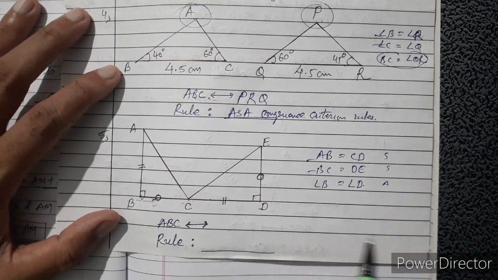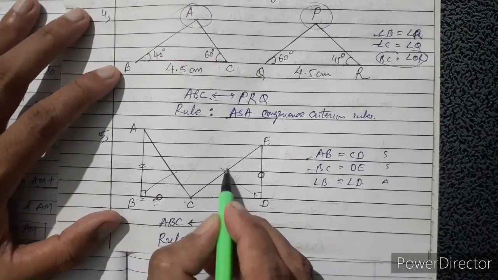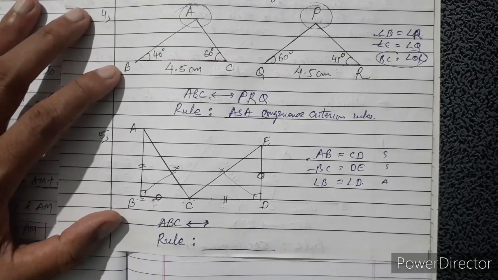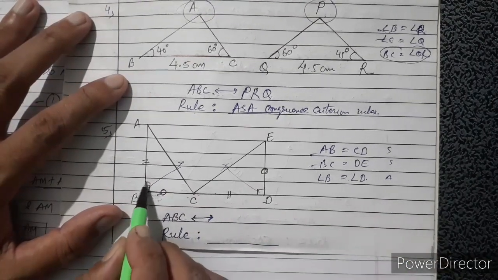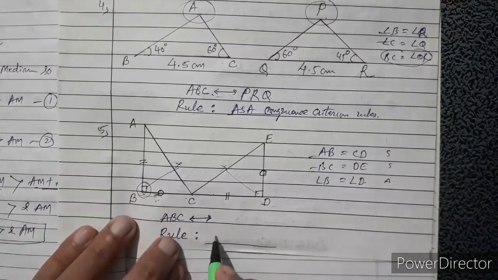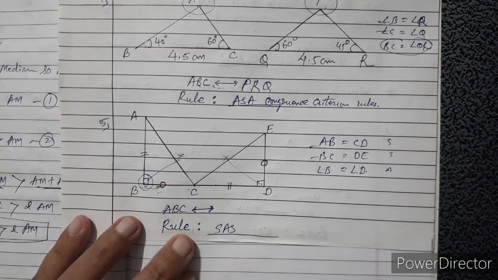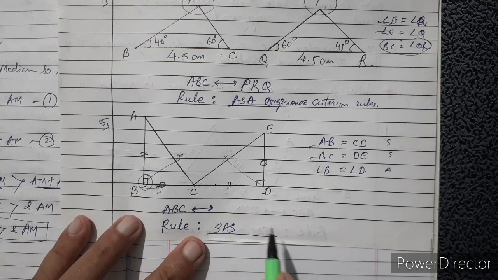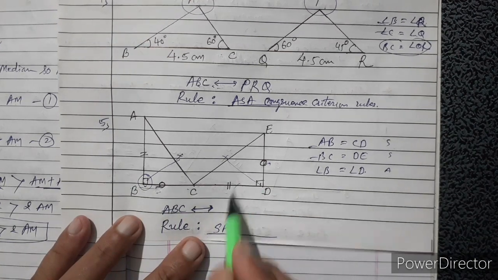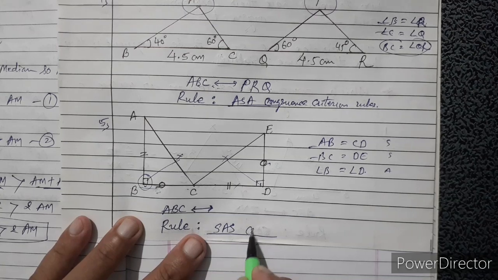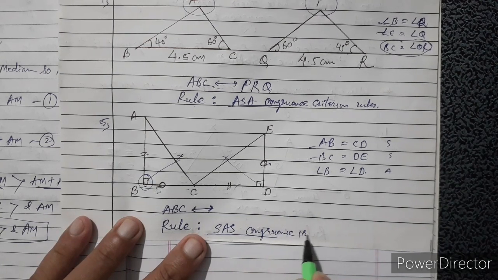So that time what to do? You just check the hypotenuse here. Both hypotenuses are not equal. Okay. So two sides and included angle is there. So rule is SAS. Look here, the right angles are there, but the rule is SAS because the right angle is the included angle. Okay, so SAS congruence criteria rules.